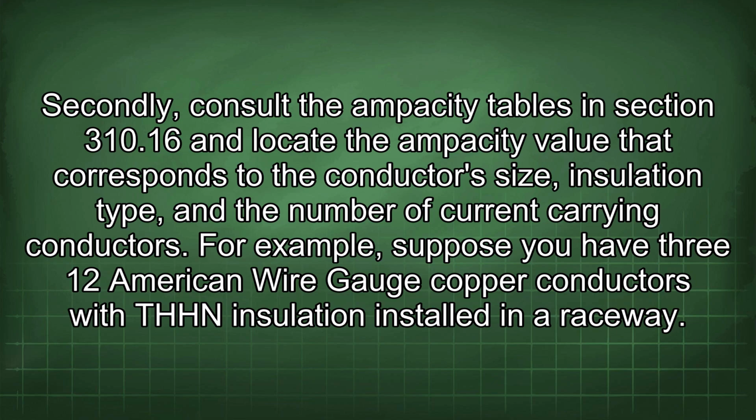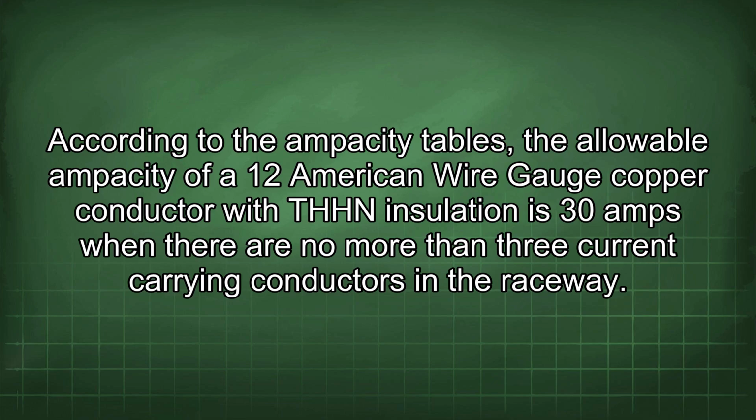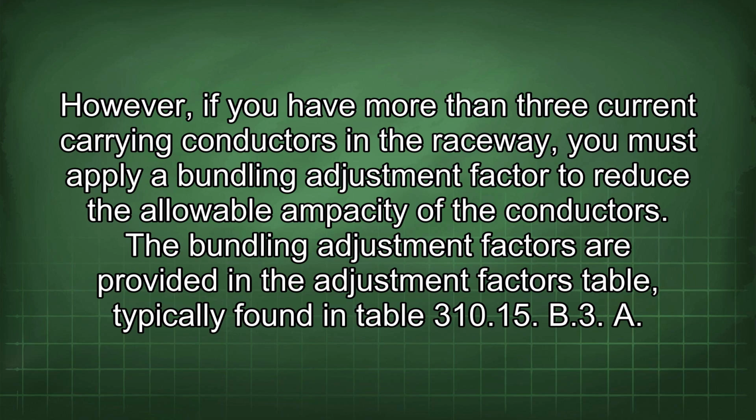For example, suppose you have 3 12 American wire gauge copper conductors with THHN insulation installed in a raceway. According to the ampacity tables, the allowable ampacity of a 12 American wire gauge copper conductor with THHN insulation is 30 amps when there are no more than 3 current-carrying conductors in the raceway. However, if you have more than 3 current-carrying conductors in the raceway, you must apply a bundling adjustment factor to reduce the allowable ampacity of the conductors.